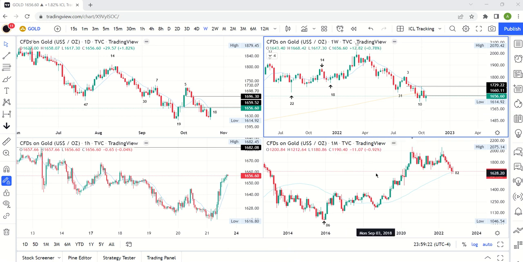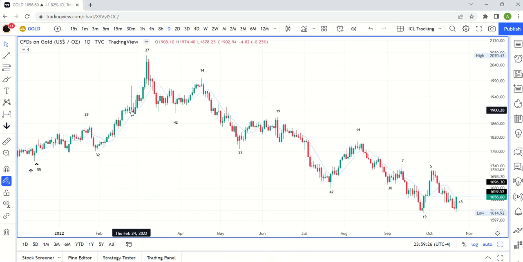This is where we time the markets without predicting the markets. We use trend analysis to do that, find that reversal point, and we can get in early. This is an example of a reversal point. That said, we are in a massive downtrend.